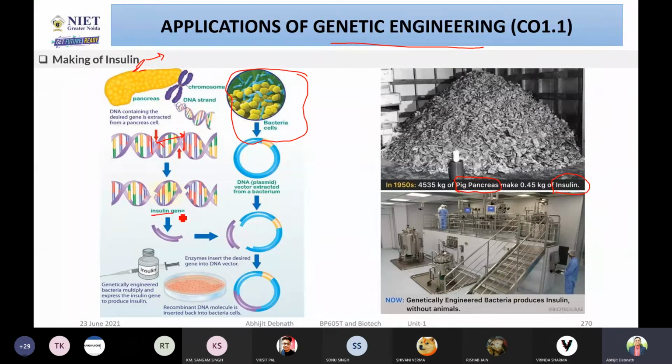We take out that particular gene, the insulin gene, and that gene is inserted into the bacterial plasmid or DNA plasmid. And when that is translated in the bacteria, it will give the insulin. So this is the picture of 1950 and this is a picture of now, how scientists are using it.